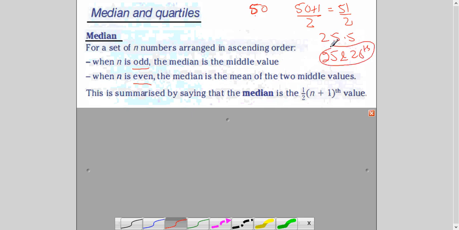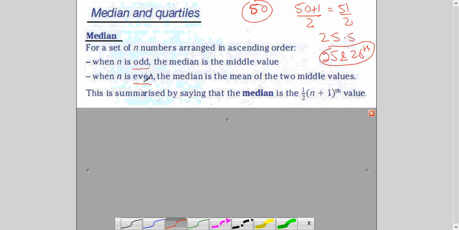So please remember, when you have an even number of data, and even when you have an odd number, you will follow the same formula. But what is important here is when you get an answer in decimal, for example here 25.5, you will pick up data at the 25th place and at the 26th place.